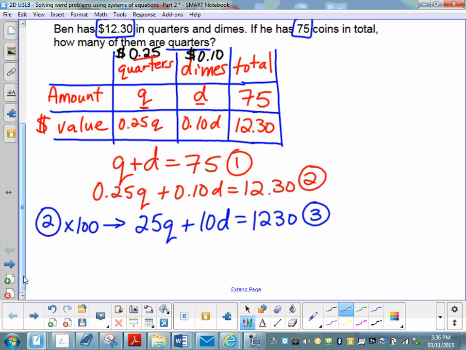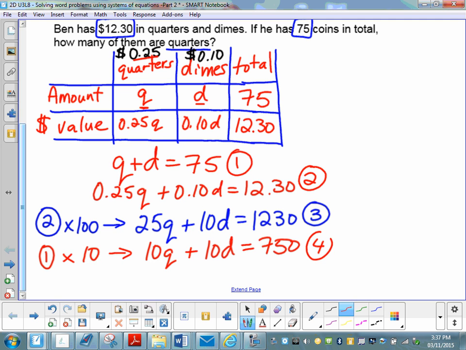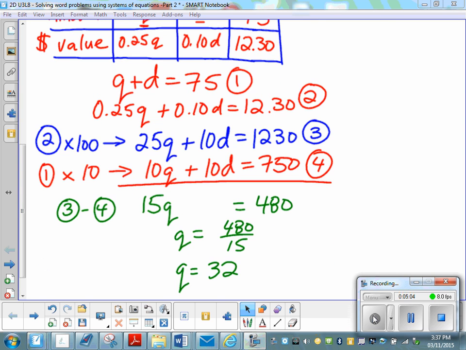Now I'm going to take equation 1 and multiply that by 10, because if I multiply it by 10, I'm going to be able to line these up with the same numbers in front of the D. So that's going to be 750 when I multiply that by 10. Okay, then I've got my two equations, and I'm going to pause here. You guys can try and solve it from there, and we can compare answers. So just like magic, there's the solution.